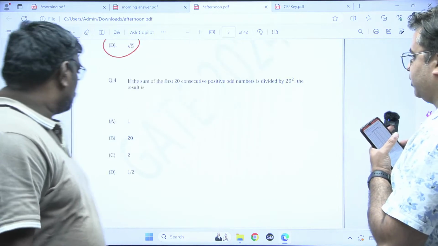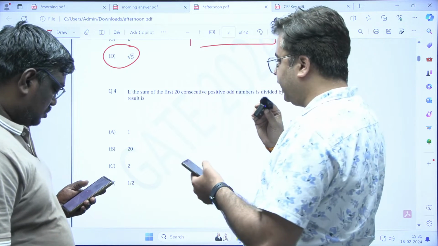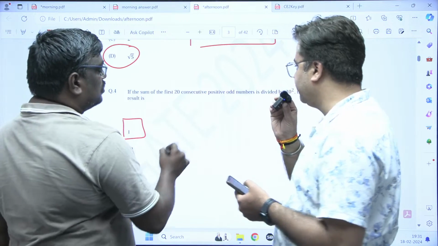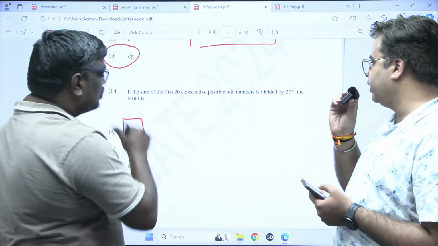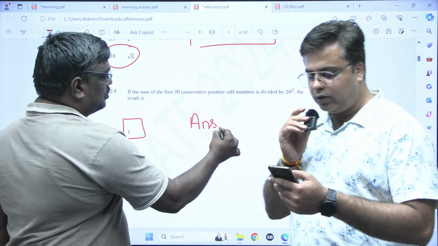So this is question number 4. For question number 4, option A is the correct option. The question is saying, if the sum of the first 20 consecutive positive odd numbers is divided by 20 square, then the result is. So for question number 4, the correct option is option A.